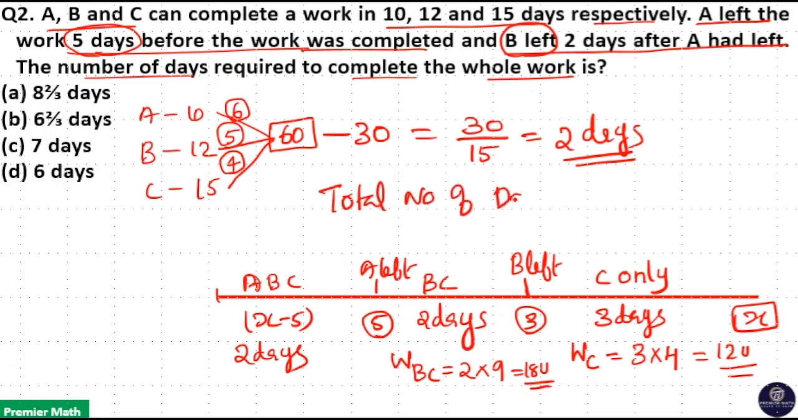Total number of days is equal to 2 plus 2 plus 3, which is equal to 7 days. So option C is your answer.